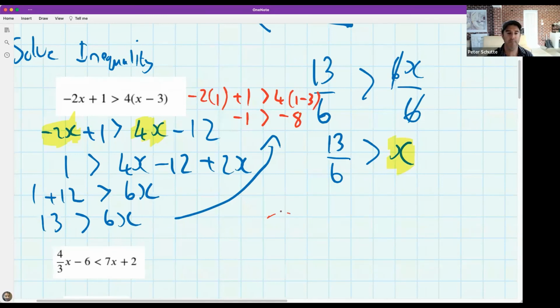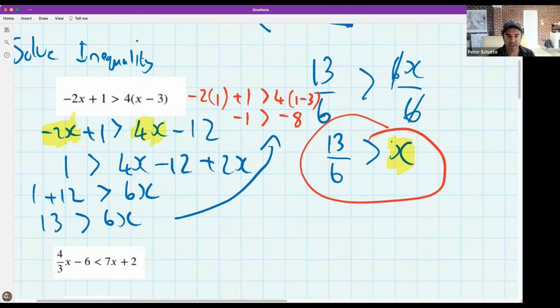They're fine with that, but they're getting a bit confused with the arrow direction in your number line. Maybe explain to them why they can't say x is greater than 13 over 6. You know what I'm going to do? I'm going to say for today, this is good enough. I will talk in the next lesson exactly how the number line is connected, but I'll just leave you with this.